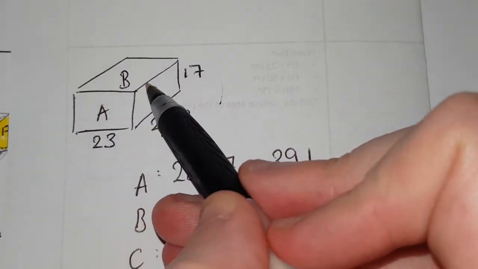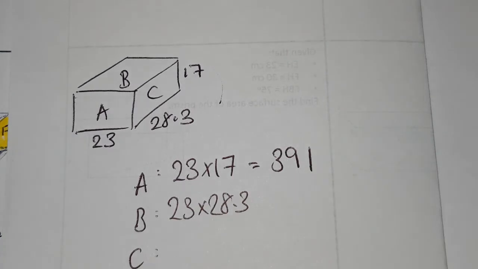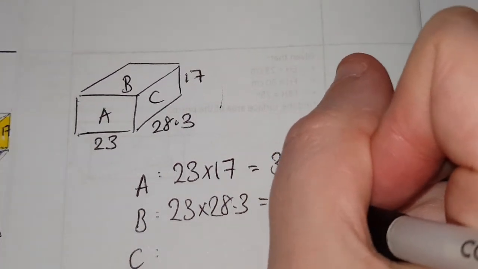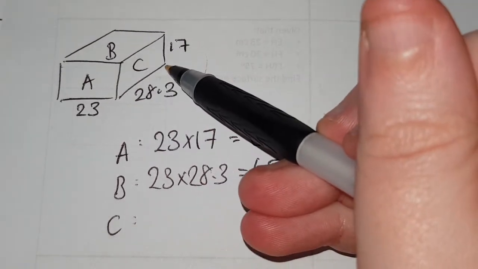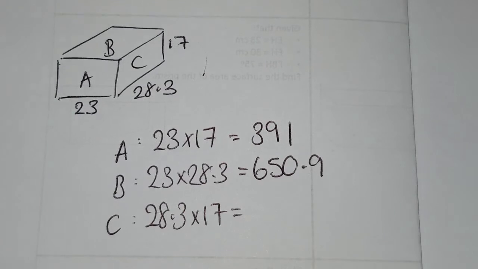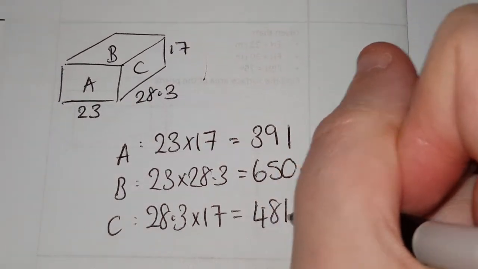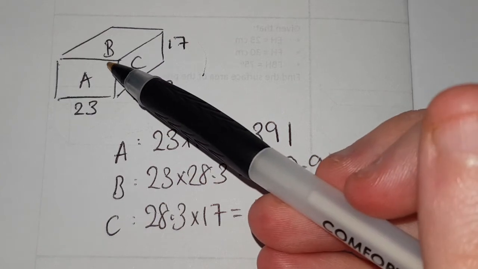B is then 23 times 28.3. That's going to give me 650.9. And then face C is 28.3 by 17. That's going to give me 481.1.